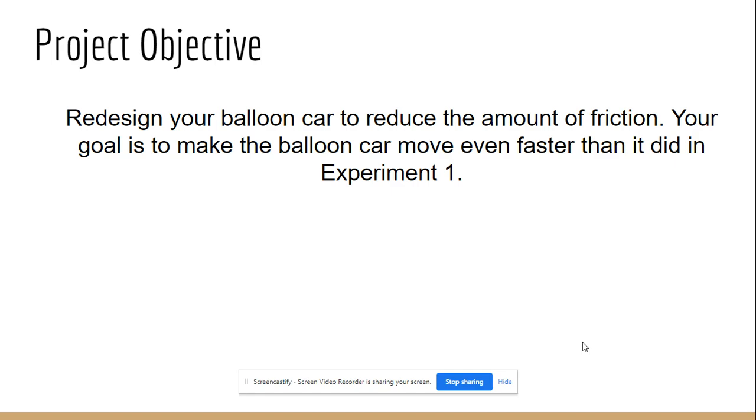Project objective. For this section, you are going to think about how you can redesign your balloon car to reduce the amount of friction. Your goal is to make the balloon car move even faster than it did in experiment 1.